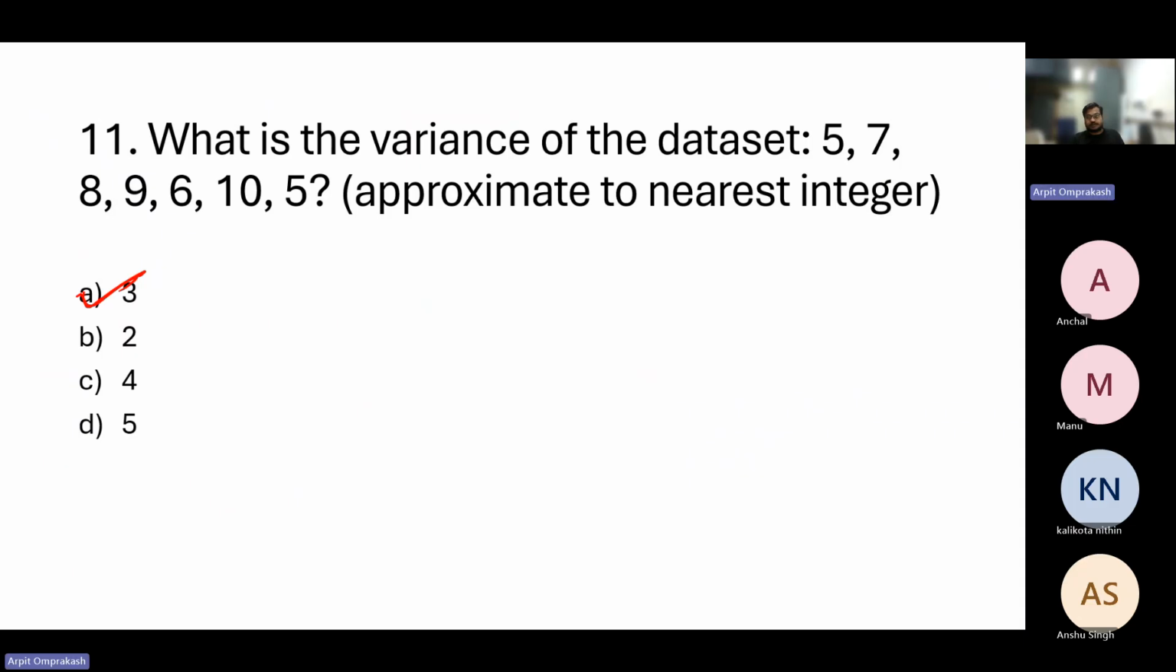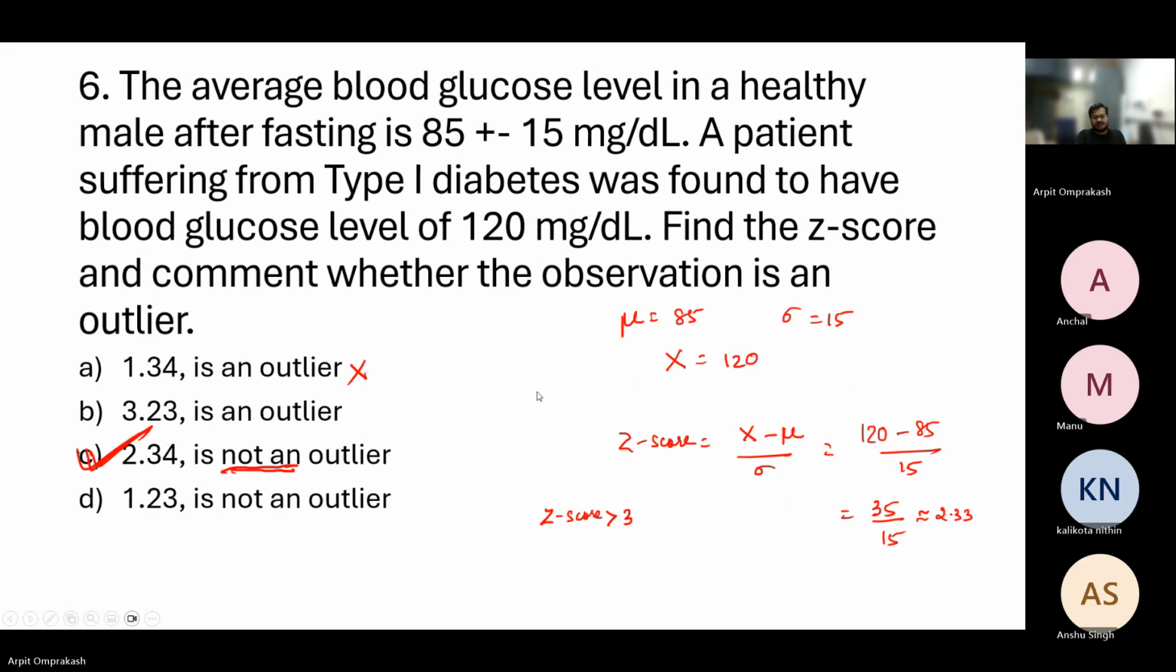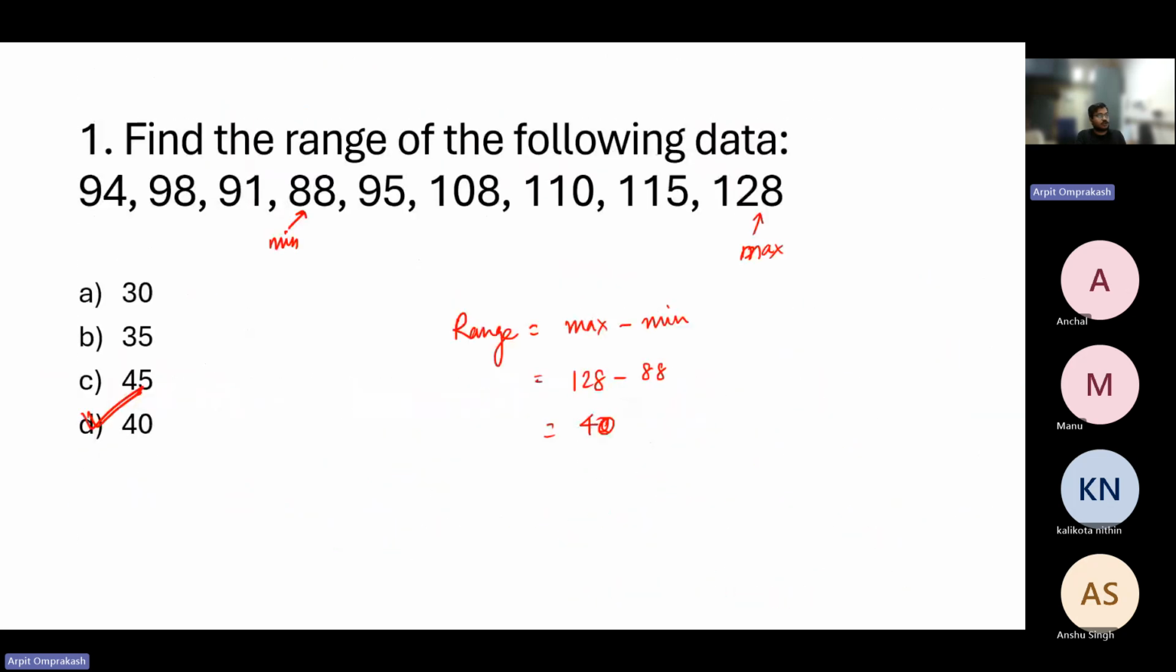So that's it about R for now. We'll go to question number 1. Does anyone have any doubts or issues installing R?